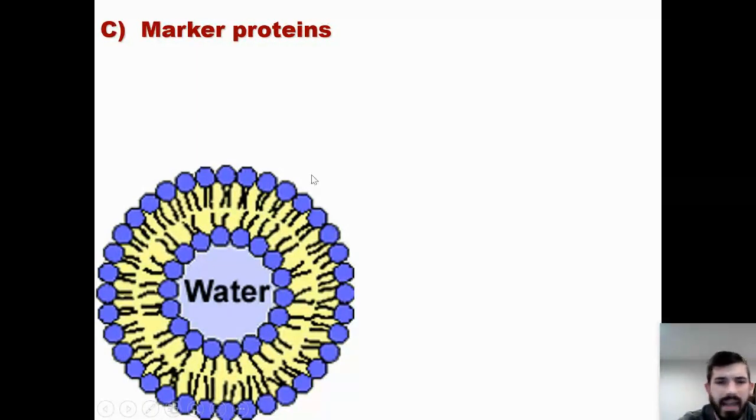So here is a really terrible example of a cell. Here's the membrane. On the inside is mostly cytoplasm, which is made mostly of water, and then the outside. As with every cell, it's going to have some proteins on it, like this big red blob that you just saw appear. This is going to be our marker protein. Here's what their job is. They're going to have these little things on the outside.